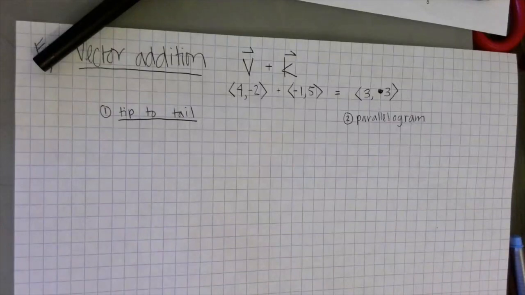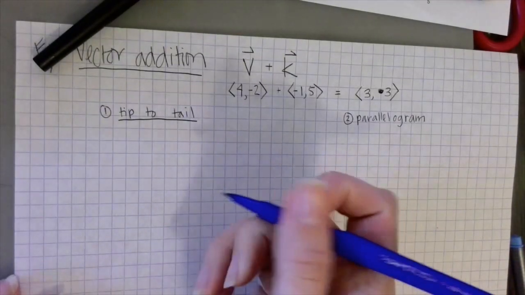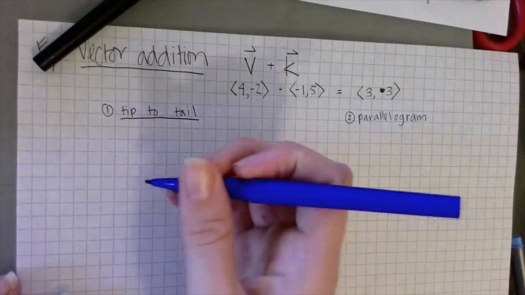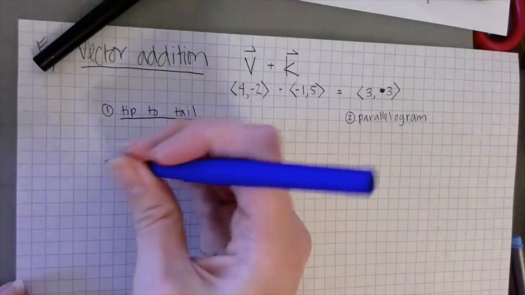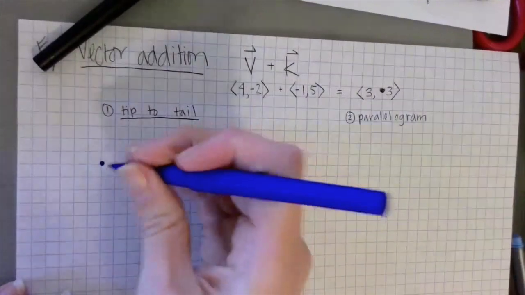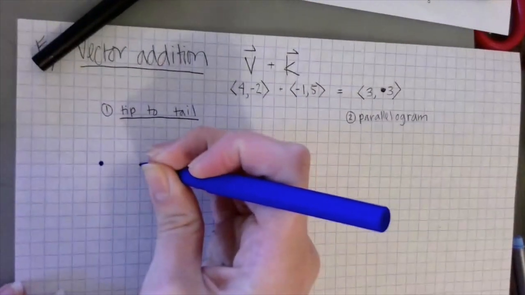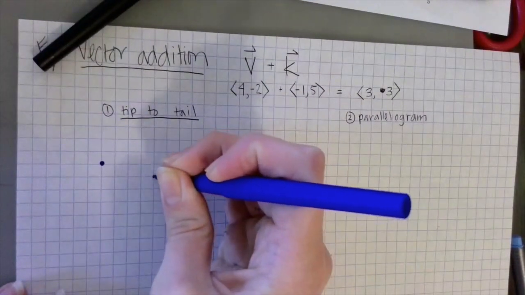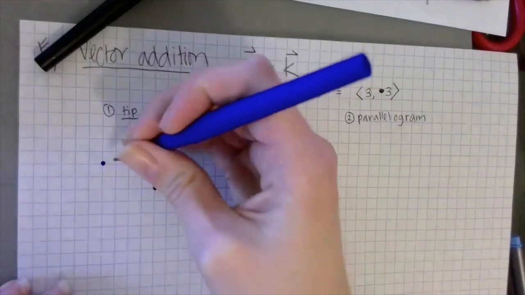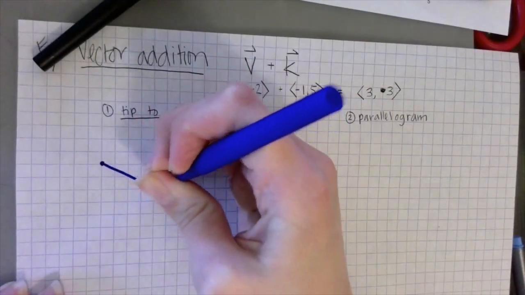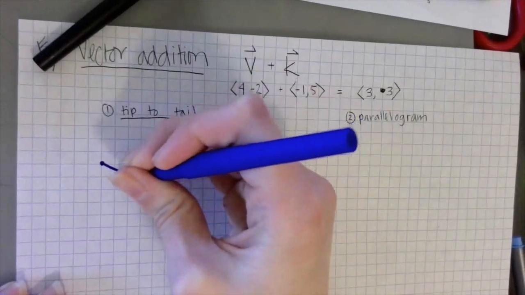I'm going to start with the tip-to-tail method. I'm going to start by drawing vector v. Remember, these are vectors and can start anywhere. So here's vector v. I'm going to start right here. I'm going to go 1, 2, 3, 4 to the right, and 1, 2 down. I will connect the dots. And this right here is vector v.